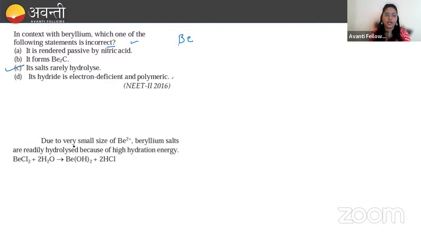So let's see. Due to the very small size of beryllium, beryllium salts are not rarely hydrolyzed. Here it is given that it is rarely hydrolyzed. That is not the case. It can easily hydrolyze. It hydrolyzes easily, not rarely, because of its smaller size, and it has high hydration energy because of its small size. We just talked about size. More hydration energy means solubility also becomes more, right? They have more solubility. So that's why this is the incorrect statement.